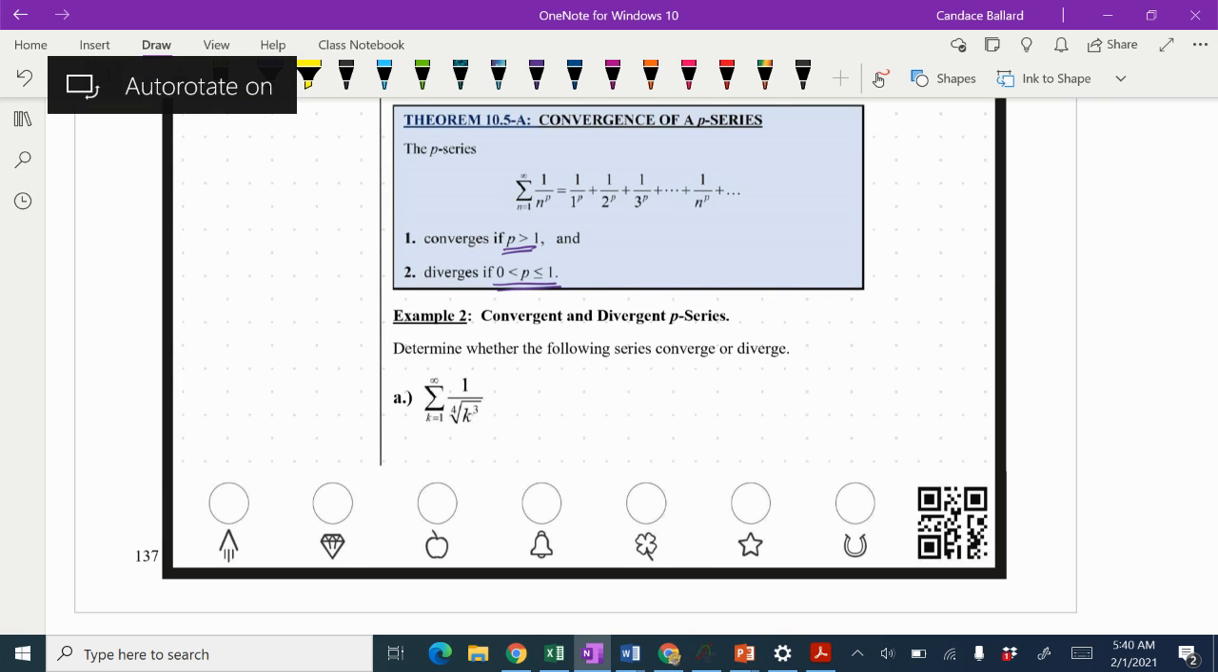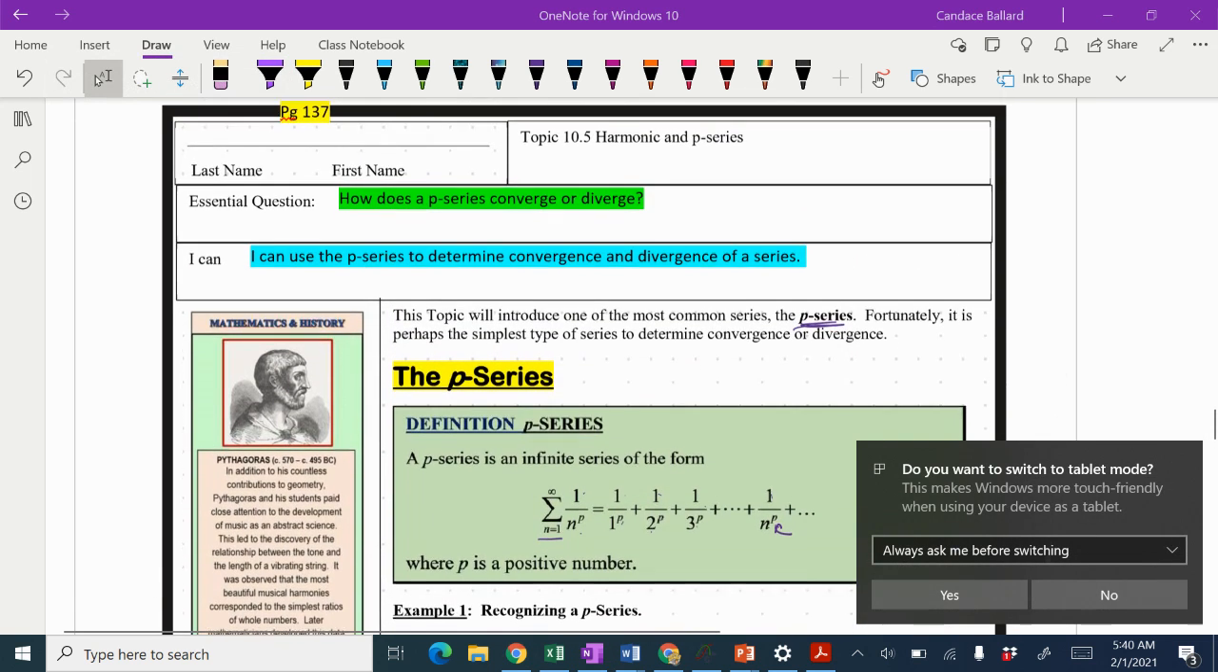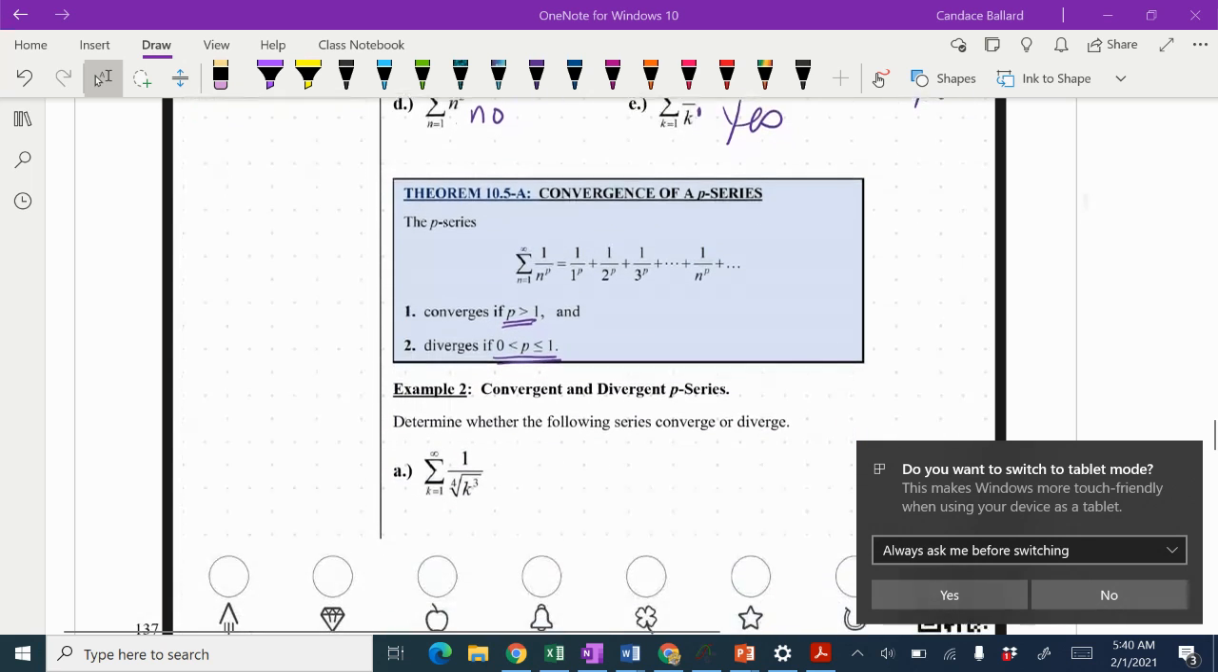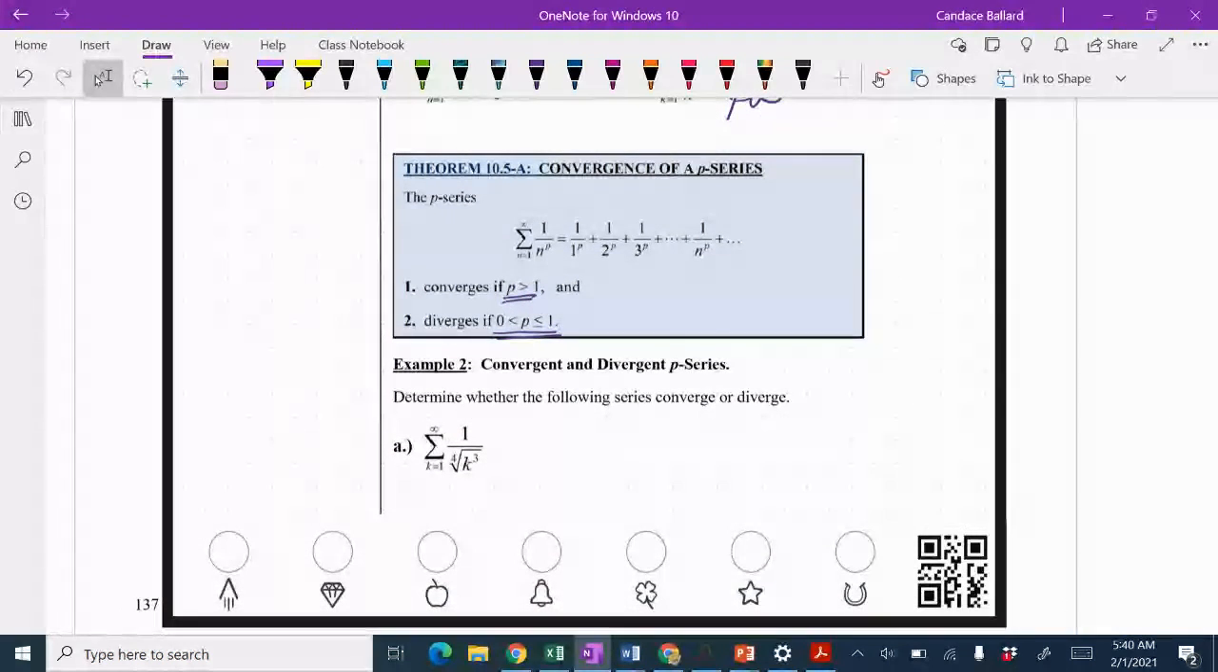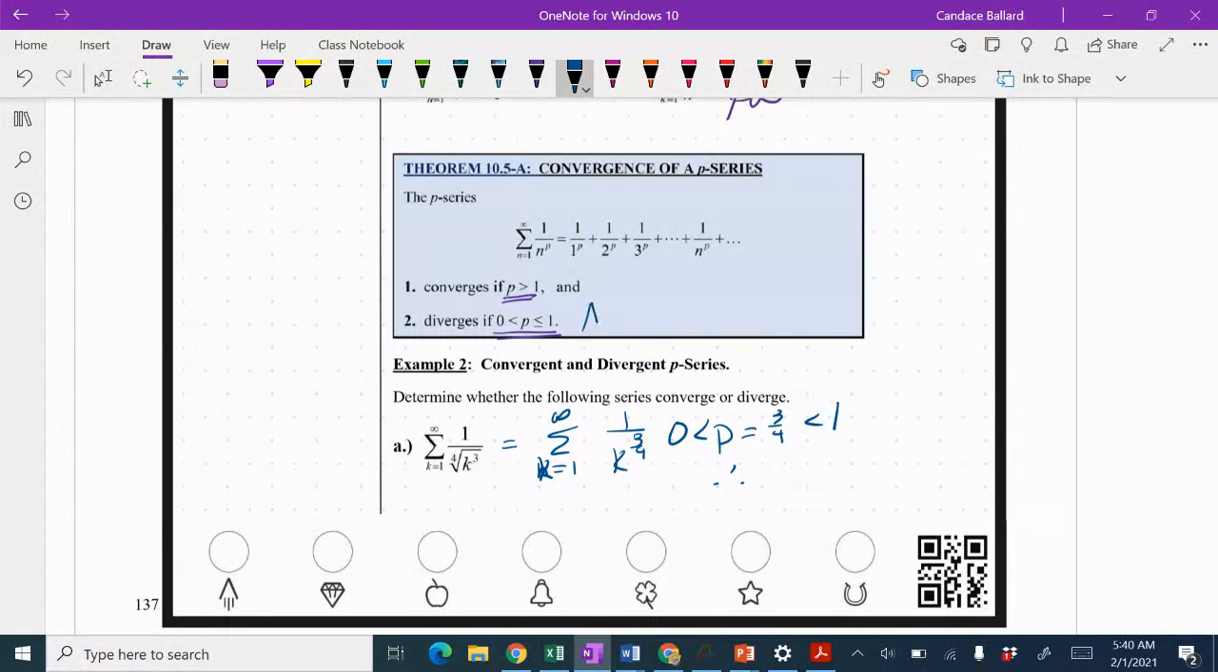We're going to continue topic 10.5, looking at p-series, and we're going to look at example 2. We just talked about how it converges and diverges, so we're going to figure out what my p-value exactly is in A. So we've got the sum from k equals 1 to infinity of 1 over, and I'm going to change that to a fractional exponent, 3/4, which means that my p is equal to 3/4, which is between 0 and 1. So therefore, because it's between 0 and 1, it diverges.